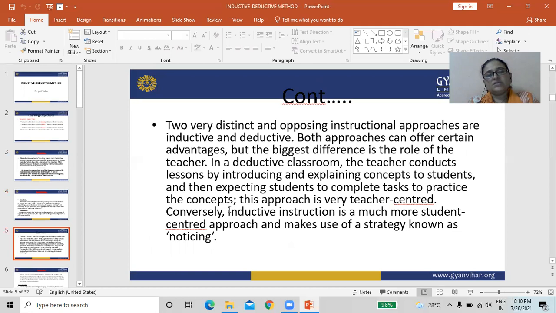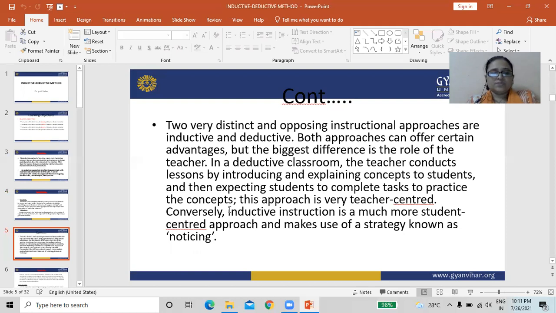Two very distinct and opposing instructional approaches are inductive and deductive. Both approaches can offer certain advantages, but the biggest difference is the role of the teacher. In a deductive classroom, the teacher conducts the lesson by introducing and explaining a concept to students and then expecting students to complete tasks to practice the concept. This is a very teacher-centered approach.